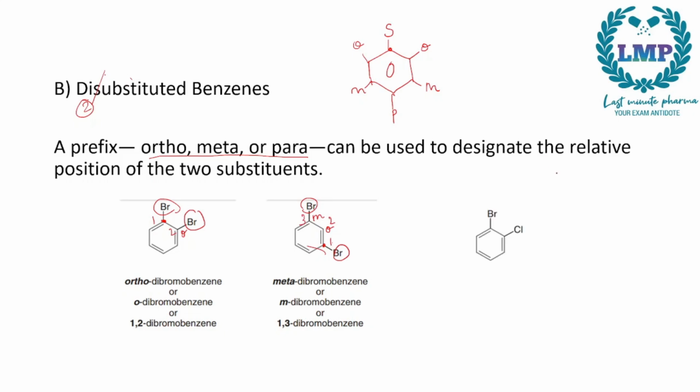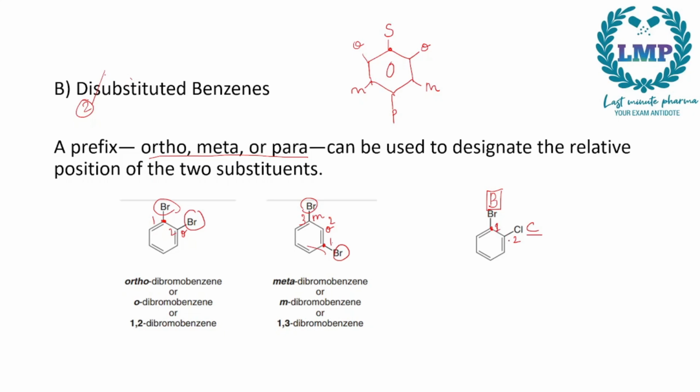Now here is a trick for you. How do we name this one? Since one is bromine, one is chlorine, we give the lowest numbering to the substituent with the first alphabet, or the lowest alphabet. So we have a bromine and a chlorine. Bromo, chloro. So B is the lesser letter as compared to C. So we will take B first. We will name B as 1, or we will take this as the main substituent.